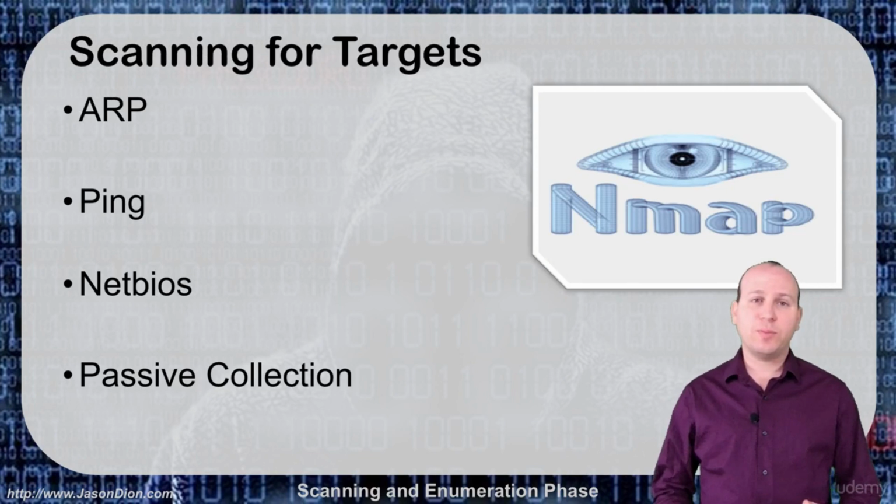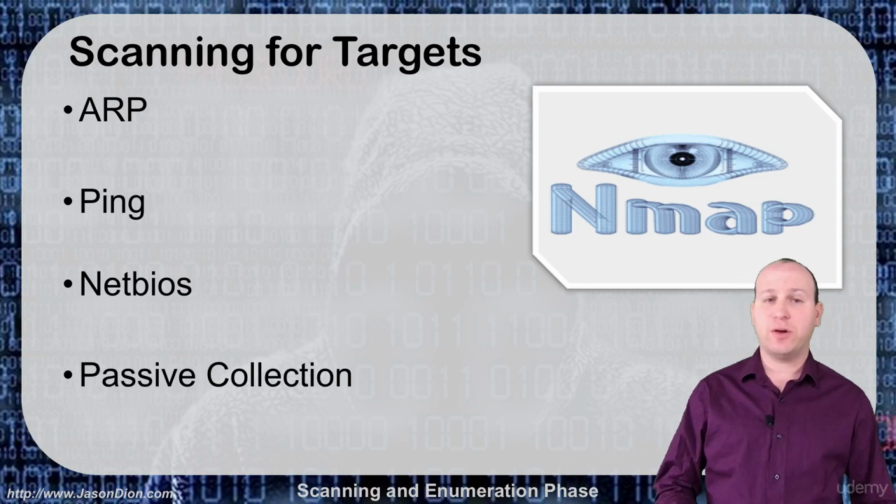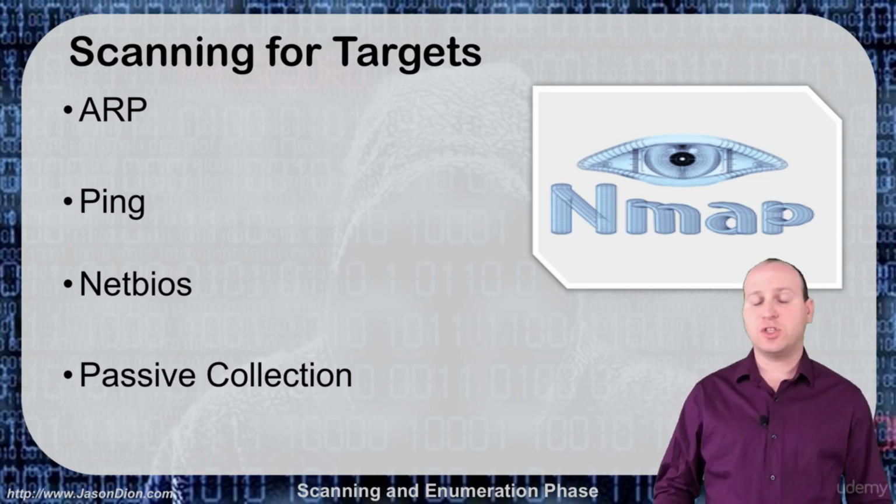With ZenMap, we're going to be able to do our scanning of our targets. We're going to do this in a couple of different ways. We can do an ARP scan, we can do a ping scan, we can do NetBIOS scans, or we can even do passive collection using something like Wireshark. And we'll talk about these as we go through as well.